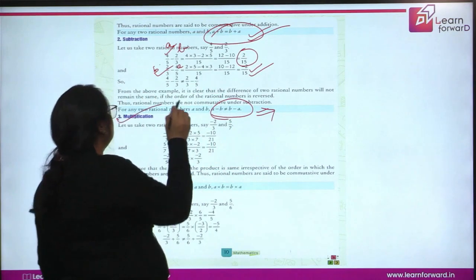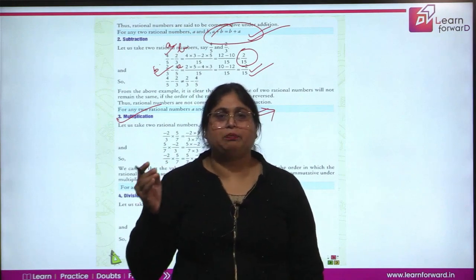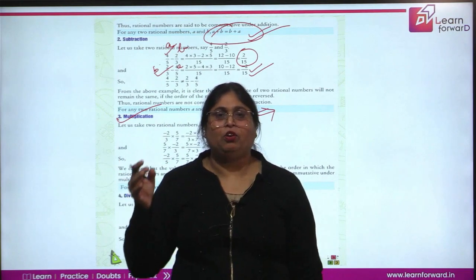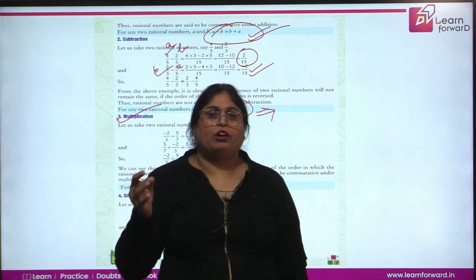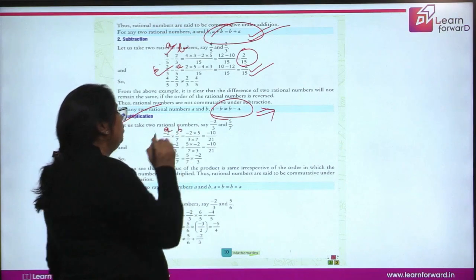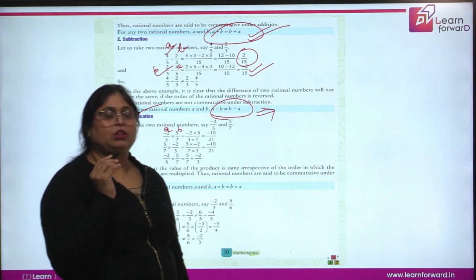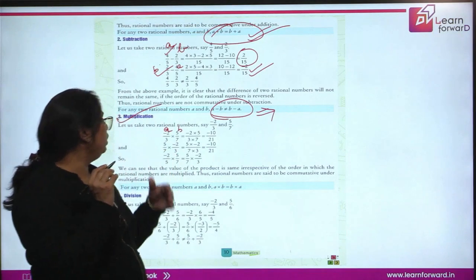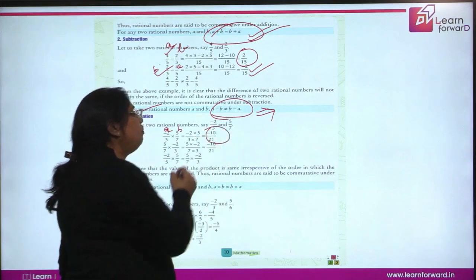The next property: again I have told you we have to check the four operations, addition, subtraction, multiplication and division, of rational numbers for each and every property. Now again I have to take two examples. My A is minus 2 upon 3 and B is 5 upon 7. The answer is minus 10 upon 21.